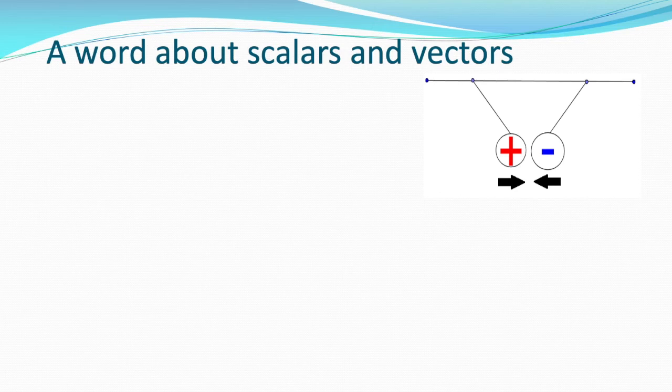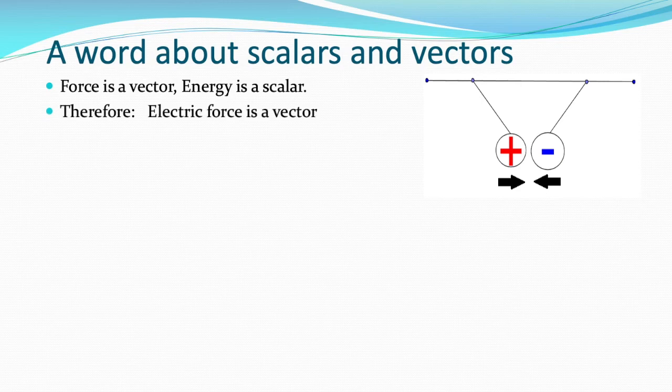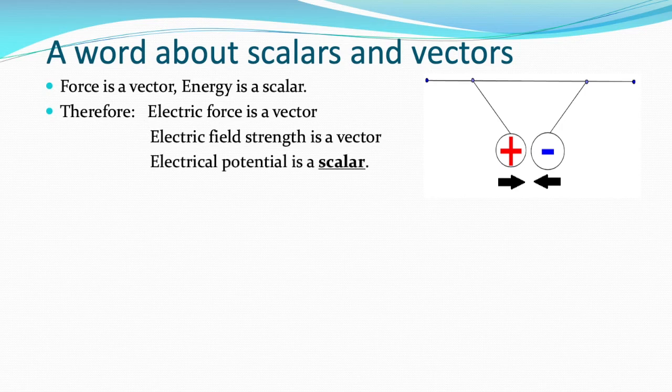So in simple terms, force is a vector, energy is a scalar. So electric force is a vector, direction matters. Electric field strength is a vector, because field strength is the force per unit charge. So it's a vector. But electrical potential is a scalar. It's the work done per unit positive charge. Work done is energy. Energy is a scalar. Electrical potential energy is a scalar. So first two, vectors. Second two, scalars.